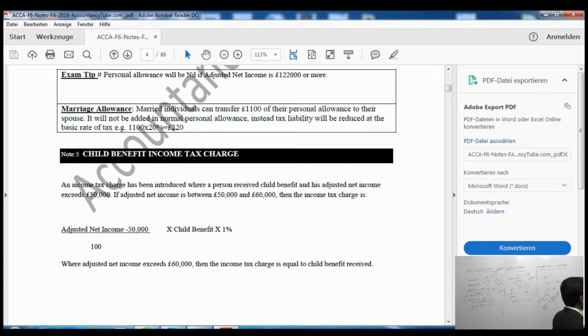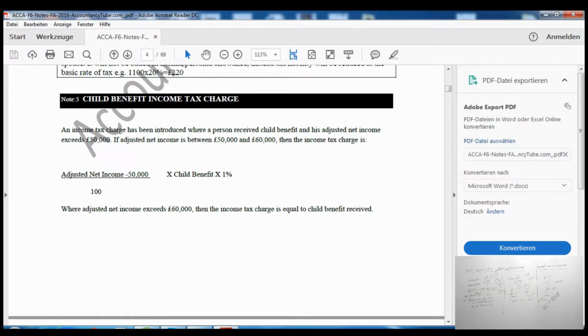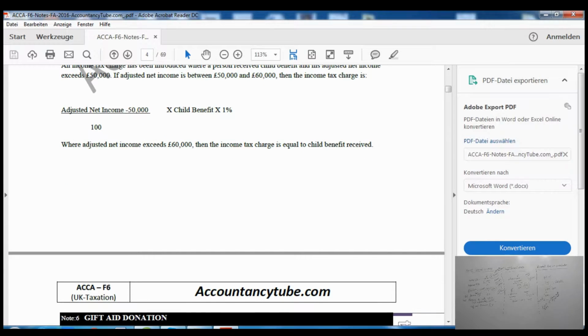Now what this will do is it will not be added into my wife's normal personal allowance. What it will do is give her a tax benefit at the basic rate, and it will come in the income tax reducers, if you remember. So in the income tax reducers, the income tax liability will be reduced by £220.